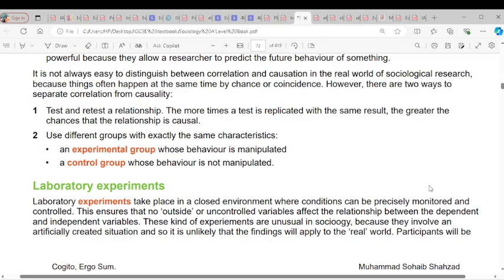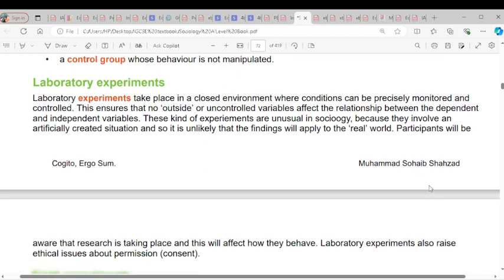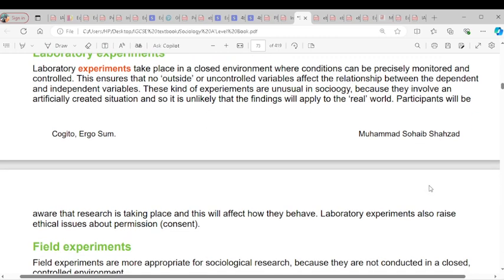Then we have laboratory experiments. Laboratory experiments take place in a closed environment where conditions can be precisely monitored and controlled. This ensures that no outside or uncontrolled variables affect the relationship between the dependent and independent variables. This kind of experiment is unusual in sociology because it involves an artificially created situation, so it is unlikely that the findings will apply to the real world. Participants, who are the same as respondents, will be aware that research is taking place and this will affect how they behave. Laboratory experiments also raise ethical issues about permission, which is consent.